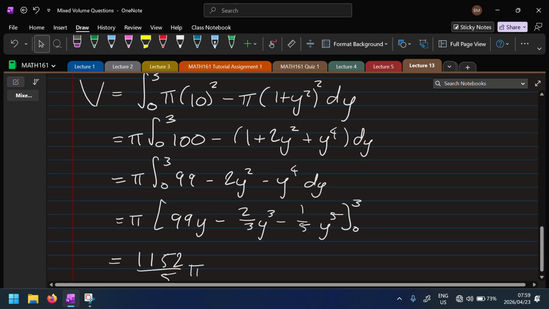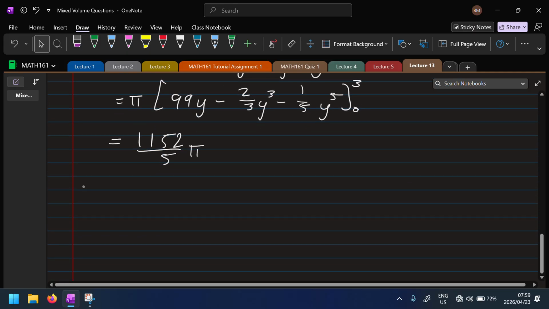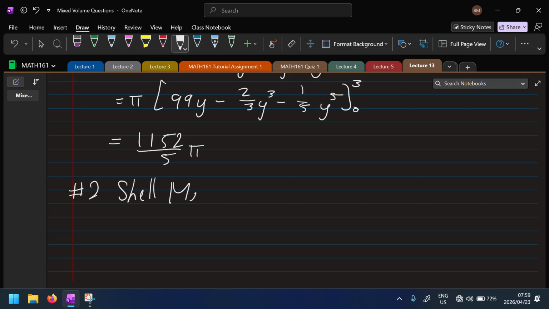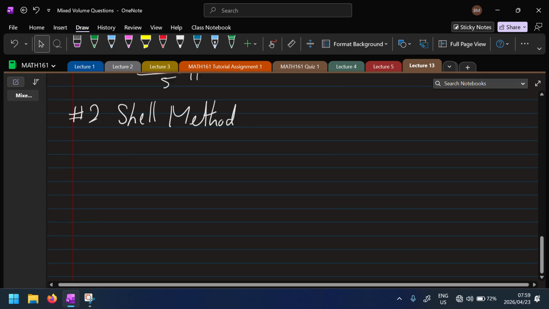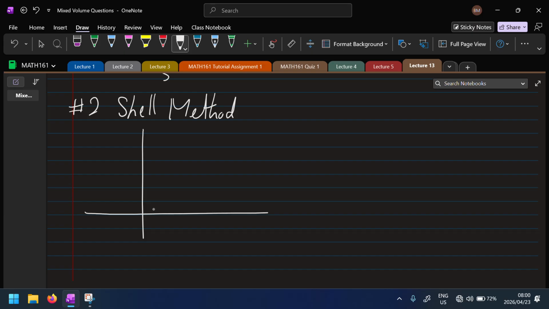Okay, so that's using the washer method. Let's just remember that number. Let's now do the shell method and see if we get the same thing. So number 2, shell method. Then we can see which one's easier to work with. So shell method, let's quickly redraw this. We have the root function that stops at x equals 9, goes up to y equals 3, and the axis was at x equals minus 1.